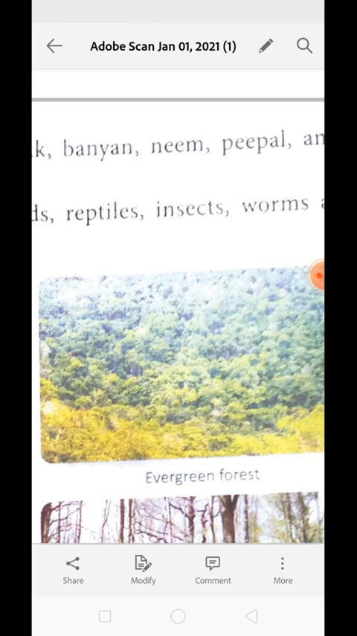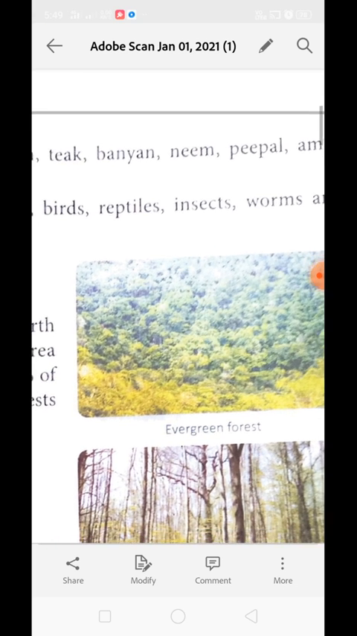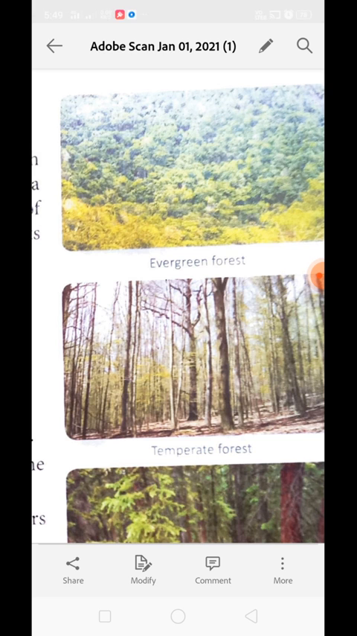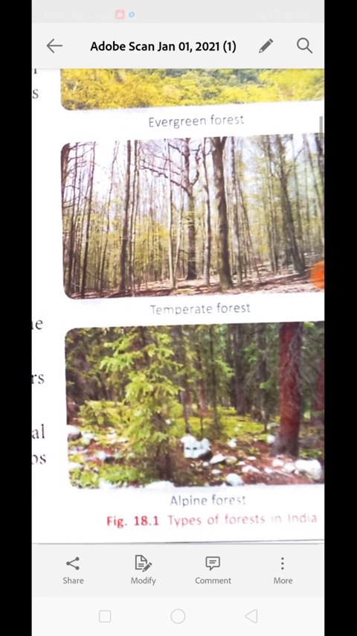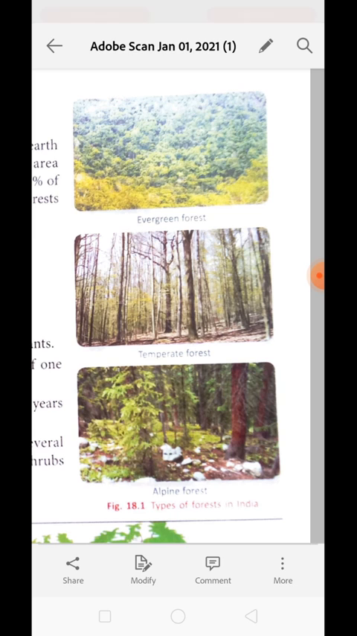Forests in India fall into three categories. Okay, what are they? The first is evergreen tropical rainforest. Second one is Himalayan temperate forest and third is dry alpine forest. So these are the three types of forest which can be found in India.